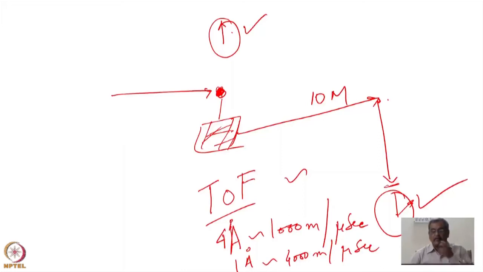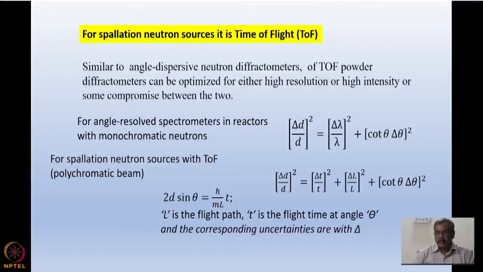If you want to do a similar experiment in a reactor, then I have to chop the beam. If I chop the beam, I throw away a lot of neutrons, and certainly I can do time of flight spectroscopy in a reactor, but at the cost of lots of neutrons.